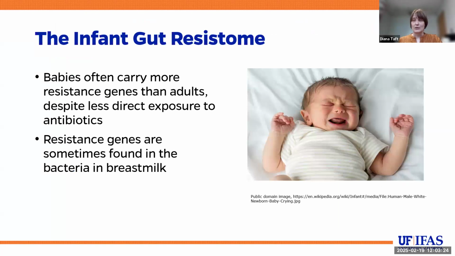One of the reasons why it's worth looking at babies is babies carry more resistance genes than adults. So babies will have more resistance genes than their mothers. And anytime you have a population of commensal microbes with high levels of resistance genes, you have a risk of transfer to pathogens. Now, some of these resistance genes are found in bacteria in the breast milk, but one of the things I struggle to think about is what does that actually mean?